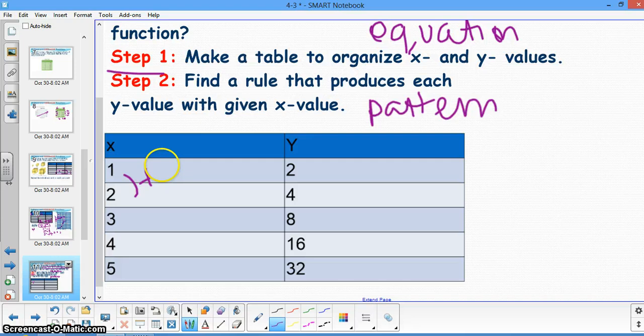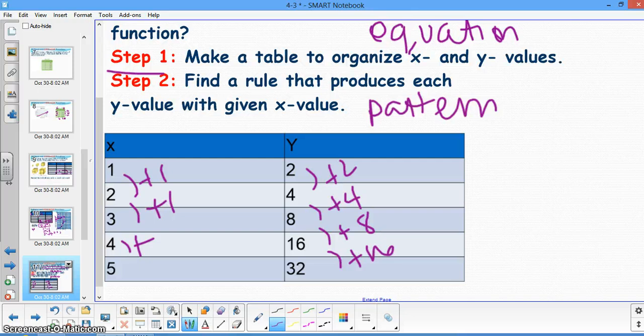Well, it's an increase of 1 every time, pretty constant. But what's happening here? Oh, well, I see plus 2 here, plus 4, plus 8, plus 16. What is taking place there? I'll give you a moment to try to figure out the equation for this data.